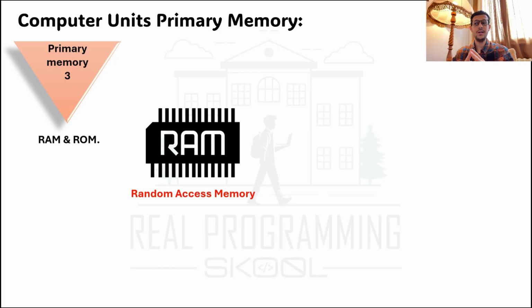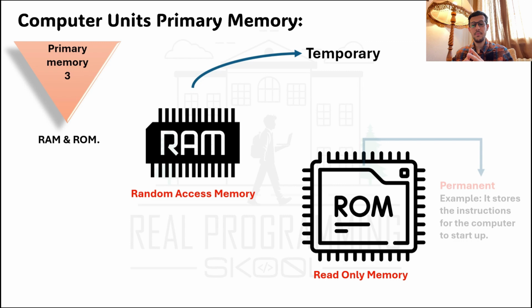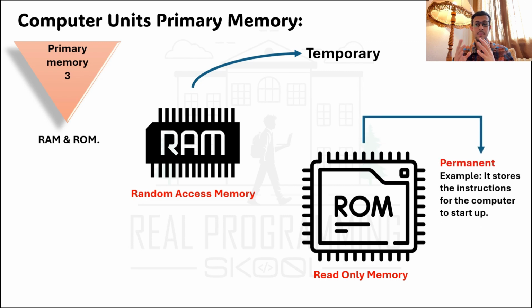But the RAM, unfortunately, is temporary, which means if you turn off your computer, or the battery finishes, or anything happens to the computer and it shuts down, all the information, all these instructions, are deleted. It will be deleted. But the ROM is read-only memory, which means it's permanent memory.